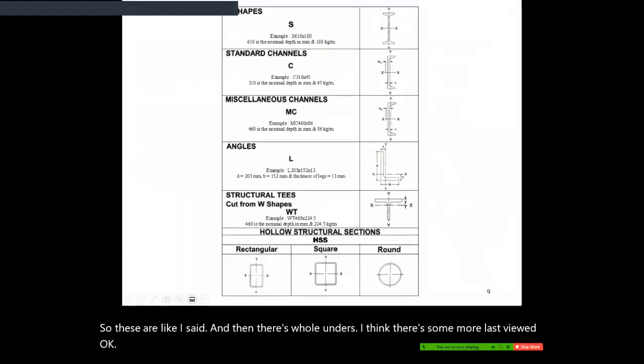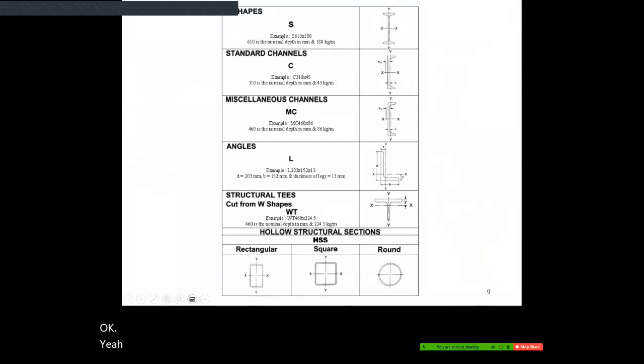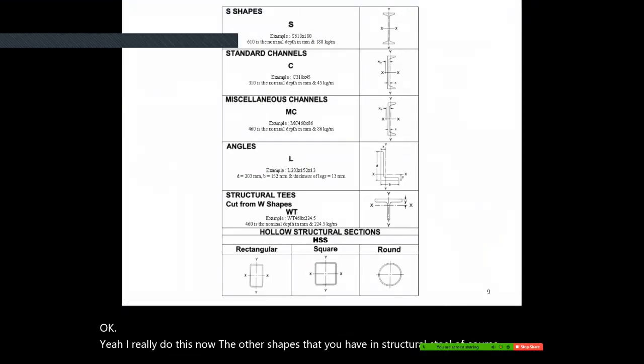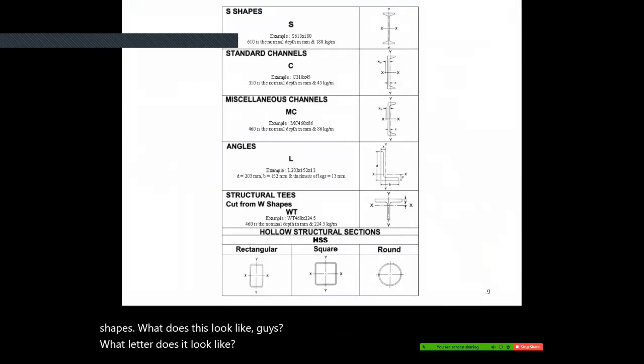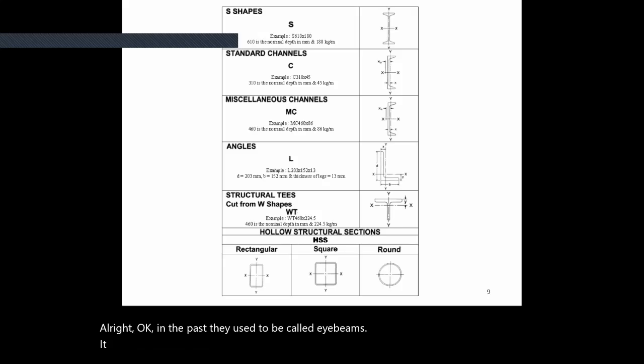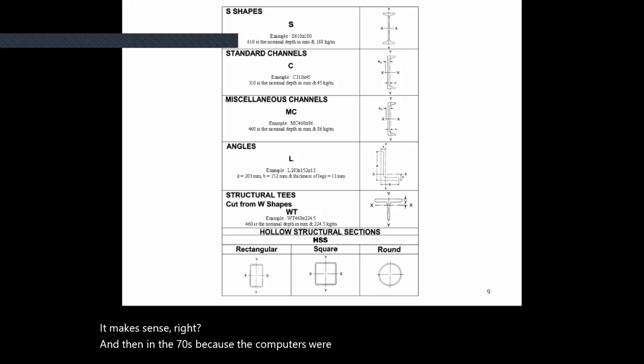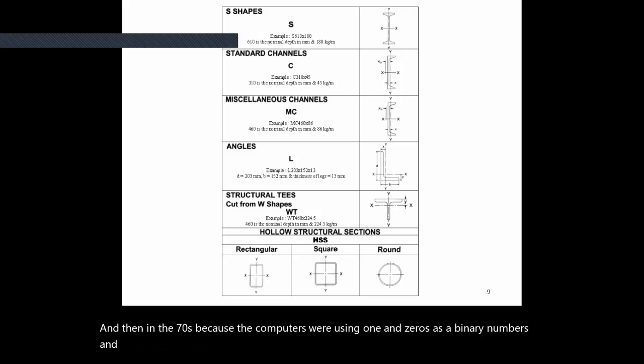Now, the other shapes that you have in structural steel, of course, are S shapes. What does this look like, guys? What letter does that look like? I. Okay. In the past, they used to be called I-beams. It makes sense, right? And then in the 70s, because computers were using 1s and 0s as binary numbers, and the I was being confused for a 1, they changed the name from I shapes to S shapes, standard shapes.